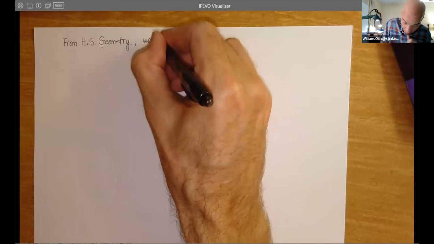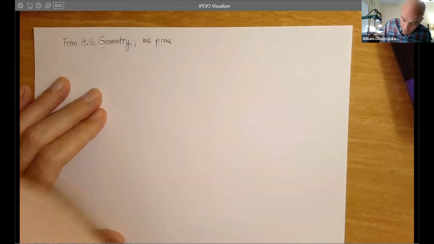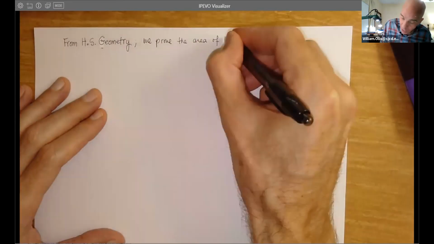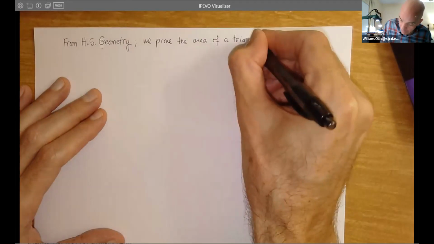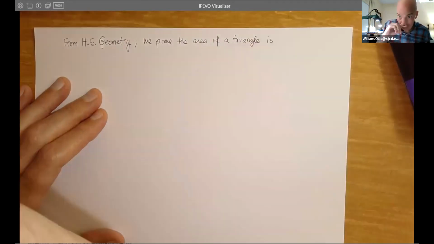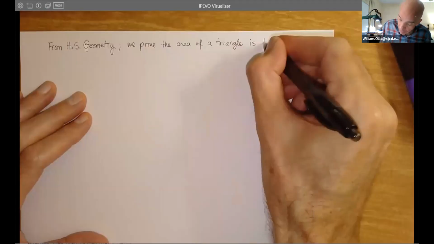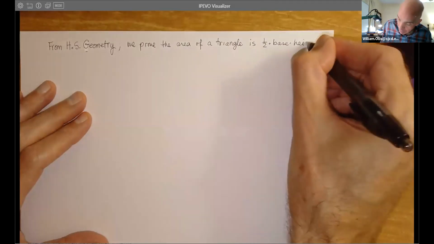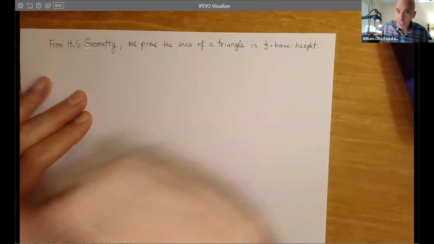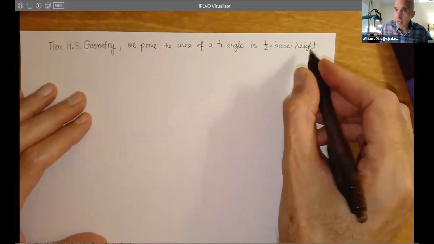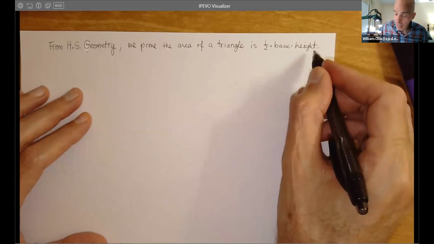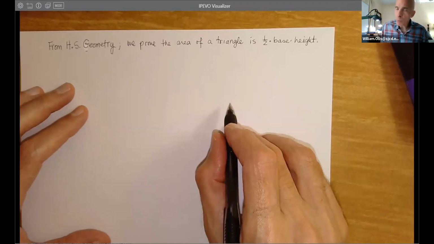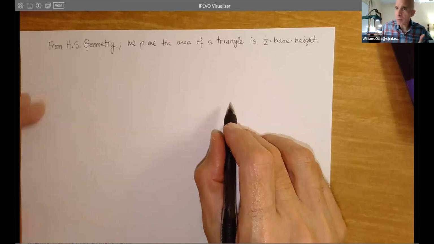we prove the area of a triangle is 1/2 base times height, where again the base is denoting the length of the base and the word height is denoting the length of the height. So sorry, times 1/2. So we're thinking, can we improve upon this from a more trigonometric standpoint?